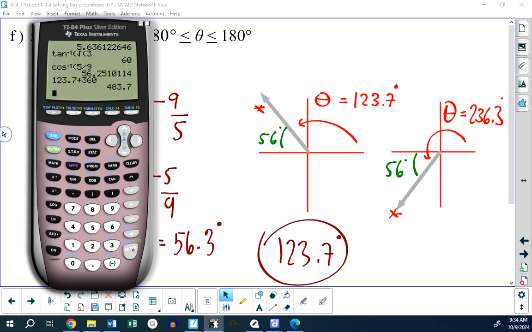So we can do this and go, oh, surprise, it's more than 180. Or you could go 123.7 and subtract 360. Well, that one might require a little more thought, but that's outside of the domain as well. So this particular quadrant has one solution. Is it 237.3 or 236.3?